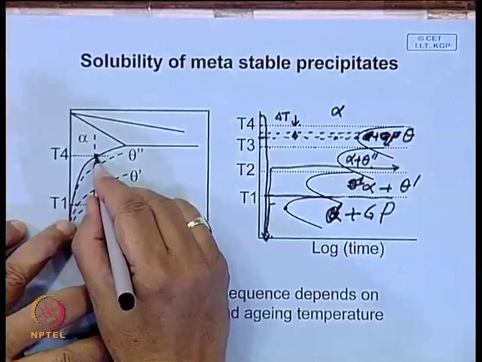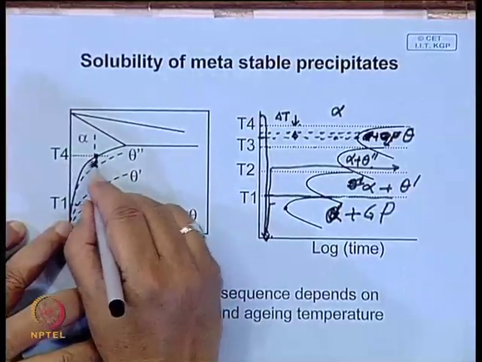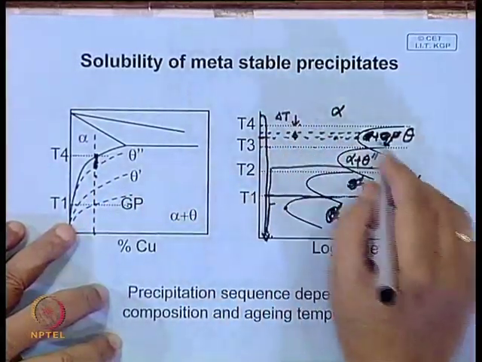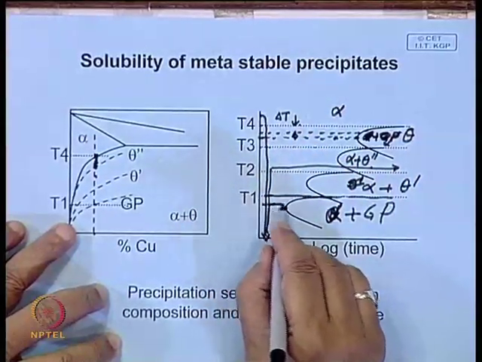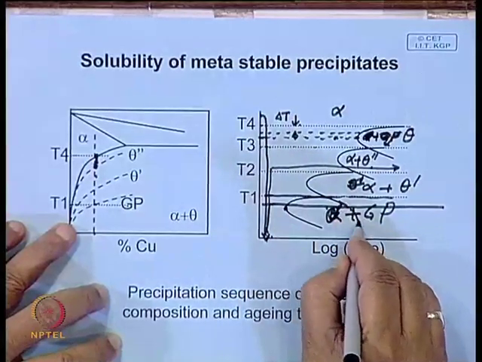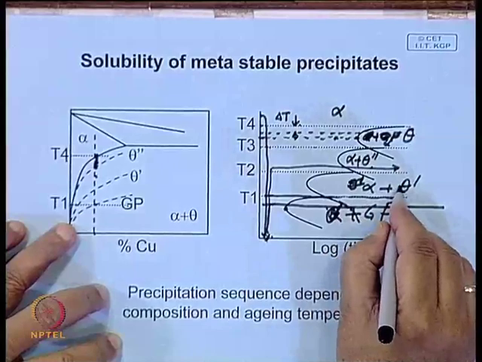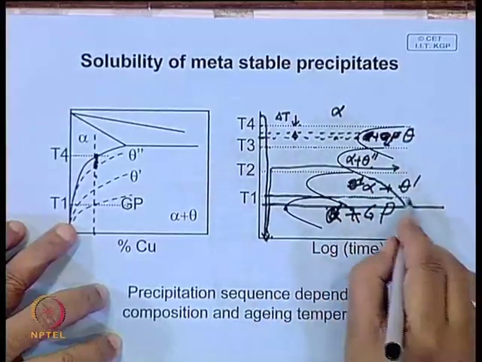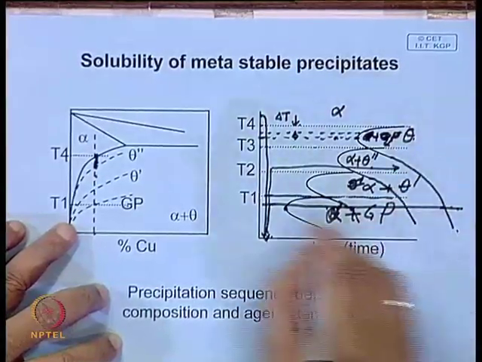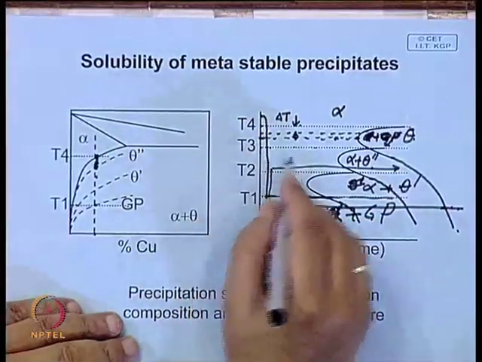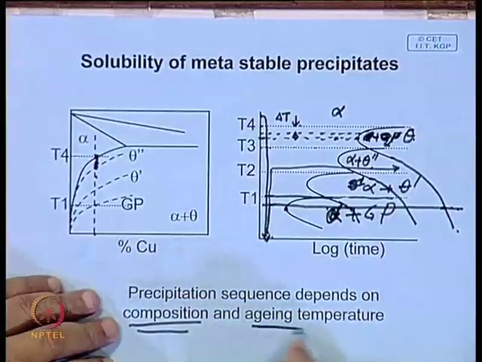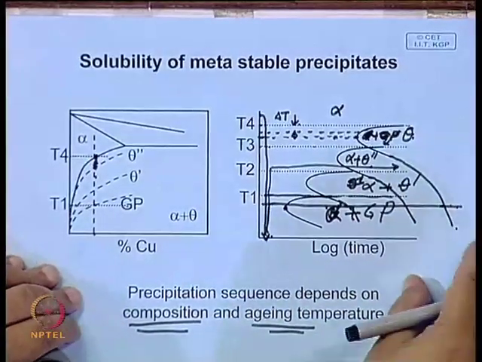Here, if you are aging here, the only precipitate which can form is theta. If you come down, then only theta double prime will form. So, if you are aging somewhere here, what happens? First the GP zone will form, then it will cross this line, you will have theta prime forming, then this line, then this. So, the last precipitate to form will be theta. So, you remember, this sequence of precipitation will depend on the composition of the alloy as well as the aging temperature.